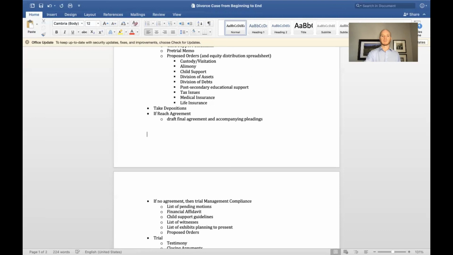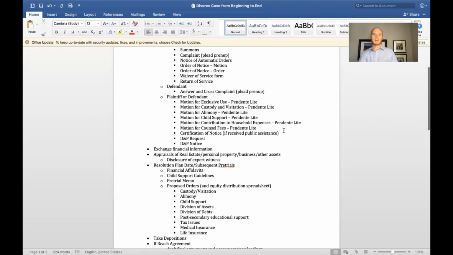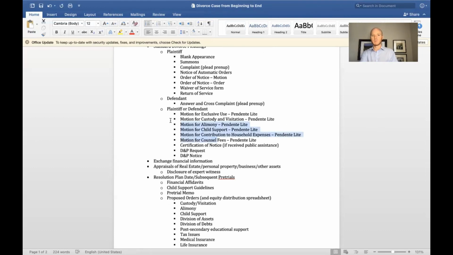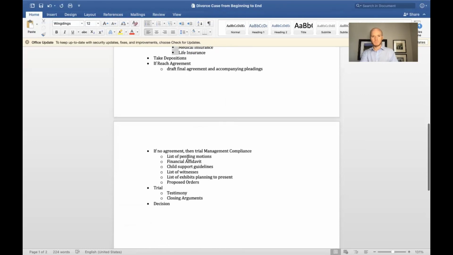If a case is going to go to trial, there are certain documents that need to be prepared in advance of trial. It's called trial management compliance. About 10 days prior to trial, certain documents need to be submitted to the court. You need to submit a list of any pending motions that are still outstanding. Generally speaking, those are going to be these motions up here, the Pendente Lite motions. So we need to list any pending motions, and then we also need to submit financial affidavits to the court and to the other side.